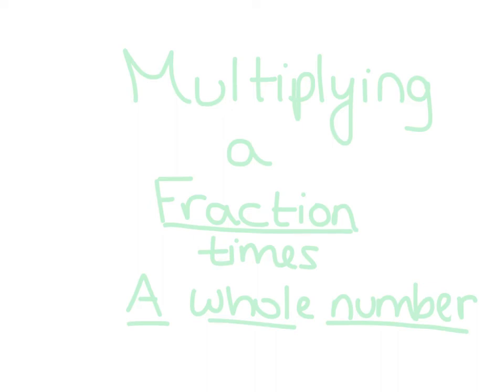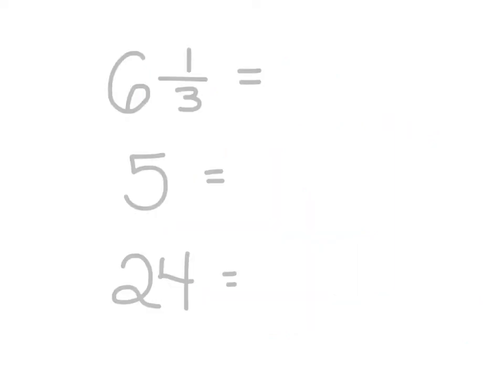We're going to look at multiplying a fraction times a whole number. Before we do that, I would like to look at writing a mixed number or a whole number as an improper fraction. Up at the top, we have 6 1/3. So we're going to write this as an improper fraction, and hopefully you remember how to do this.